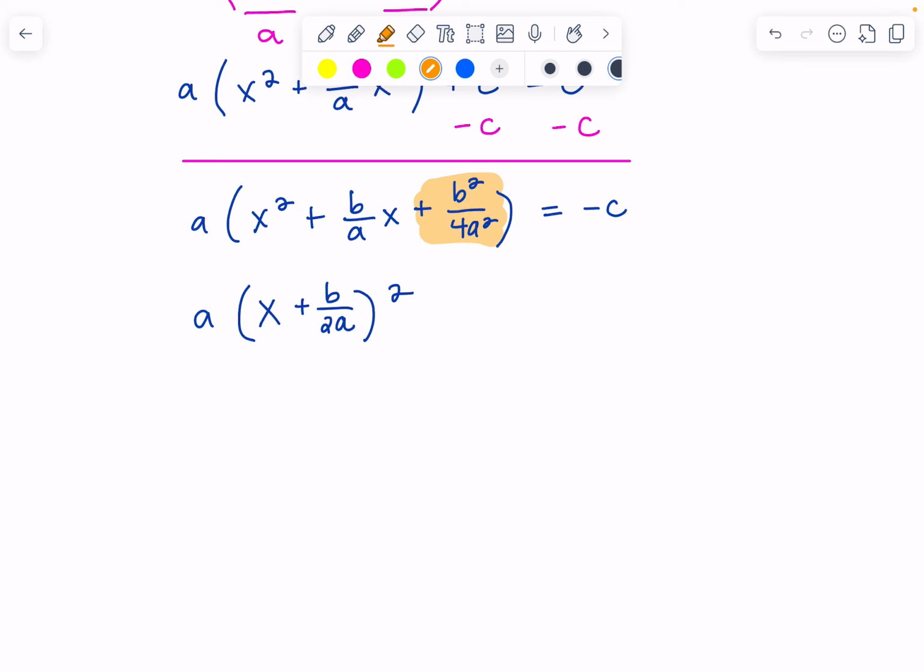So now we can't just randomly add something to an equation or else it doesn't stay balanced. So by adding b squared over 4a squared to the left side, I need to also add that to the right side.